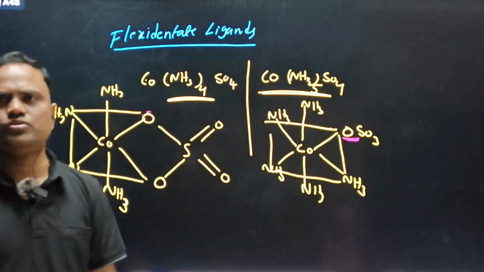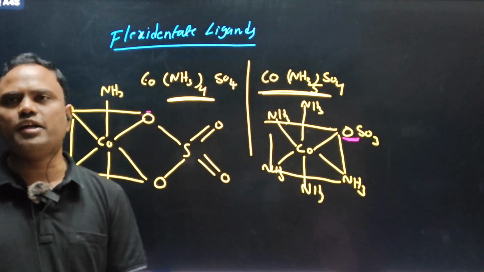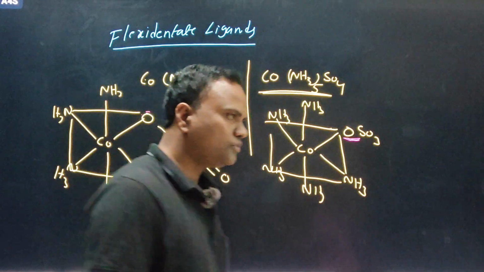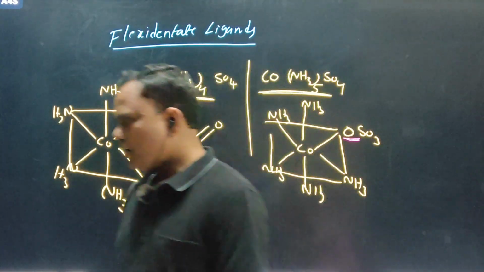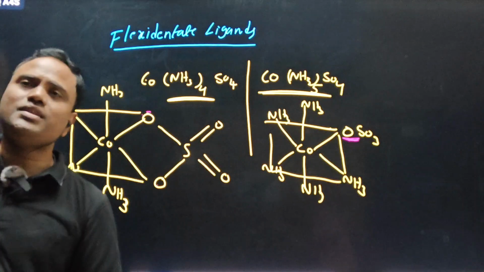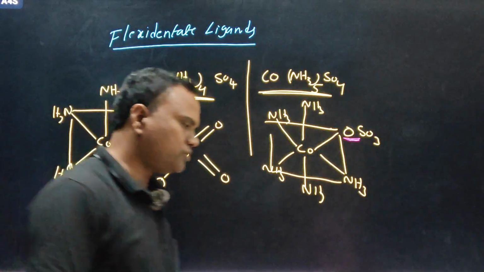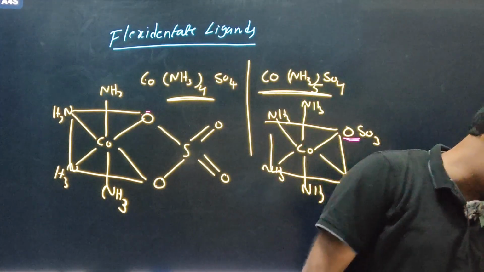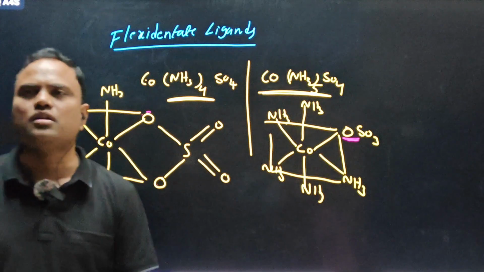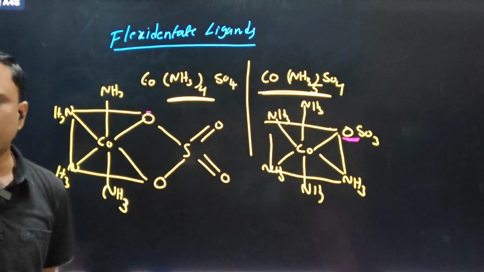The ligands which use all donor atoms or few donor atoms present in them based on the requirement by the central metal atom. The ligands which use all donor atoms or few donor atoms based on the requirement of the central metal atom are called flexidentate ligands.